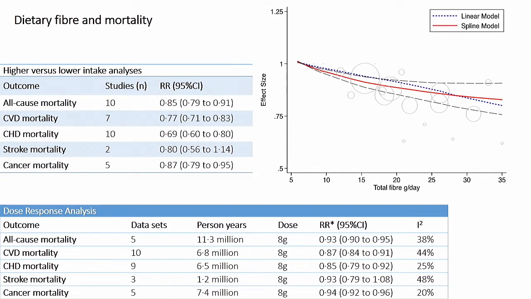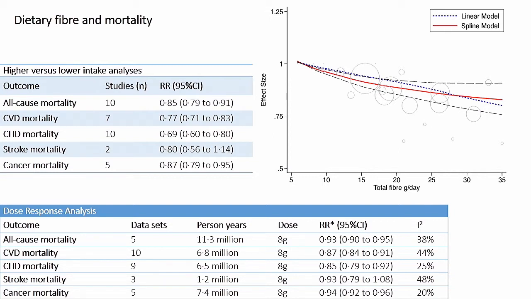That's a higher versus lower analysis, and that's largely appropriate when you're using FFQs to define your baseline exposure. Another more complex way to look at it maybe is with dose response analyses, which is the bottom table that I'll be showing for all of these. And you can see consistently for all-cause mortality, CVD, CHD, cancer, you've got both a higher versus lower finding and a dose response analysis because those confidence intervals don't cross 1.